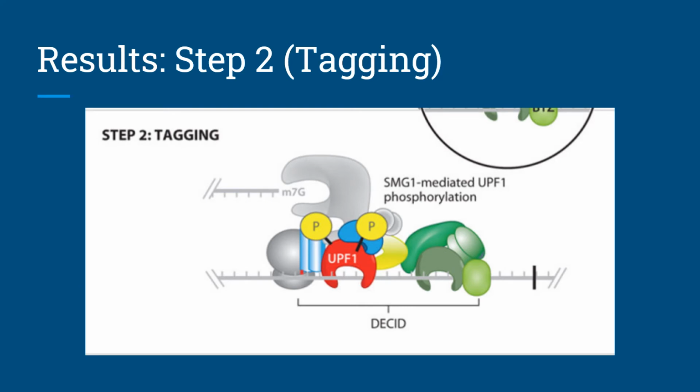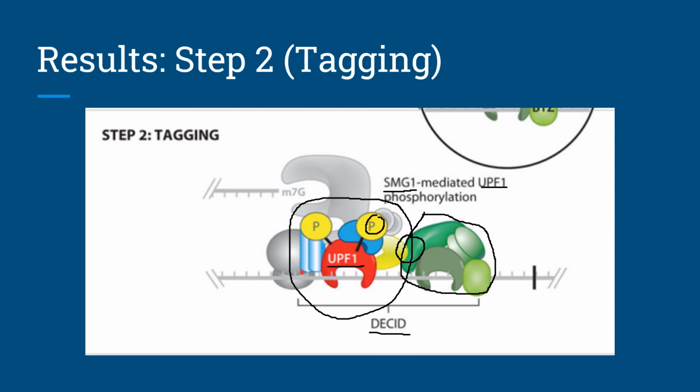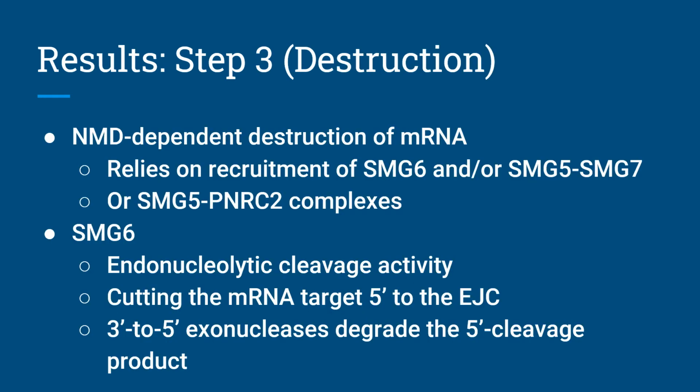So this figure demonstrates tagging, and if you remember from the previous figure, this right here is the exon junction complex, and this right here is the SURF complex. When these two complexes come together, as you can see right here, this forms the decay-inducing complex. And this activates SMG1, which phosphorylates UPF1, which is also shown right here. And these are the phosphorylation tags that are located on this factor. So now I'm going to be talking about step 3, which is destruction.